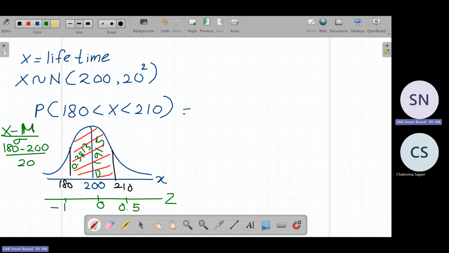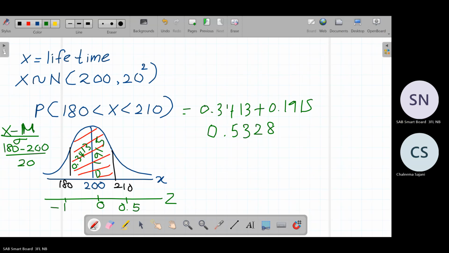Then what is the probability? We can add these two together. 0.3413 plus 0.1915. Understood? Then here it is 0.5328. This is the probability. Then the question asks to find the percentage value. How do we convert this probability value to the percentage? Multiply by 100. As a percentage, we can say 53.28%. Understood? Okay.